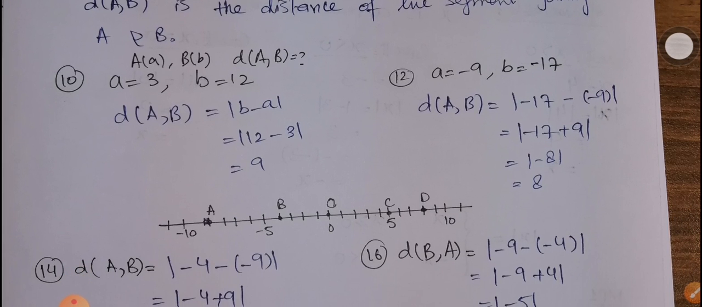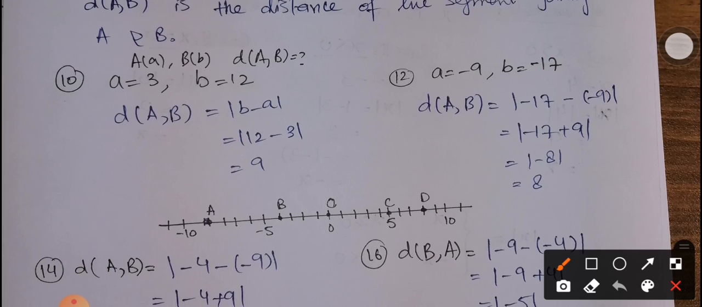In question number 10, we have to find the distance between A and B, where A is the point with coordinate 3 and B is the point with coordinate 12. So it is going to be the mod of 12 minus 3, that is 9. Then we have question number 12. If a is equal to minus 9 and b is equal to minus 17, the distance between A and B is the mod of minus 17 minus (minus 9). So it is going to be minus 8, and 8 will be the answer for it.